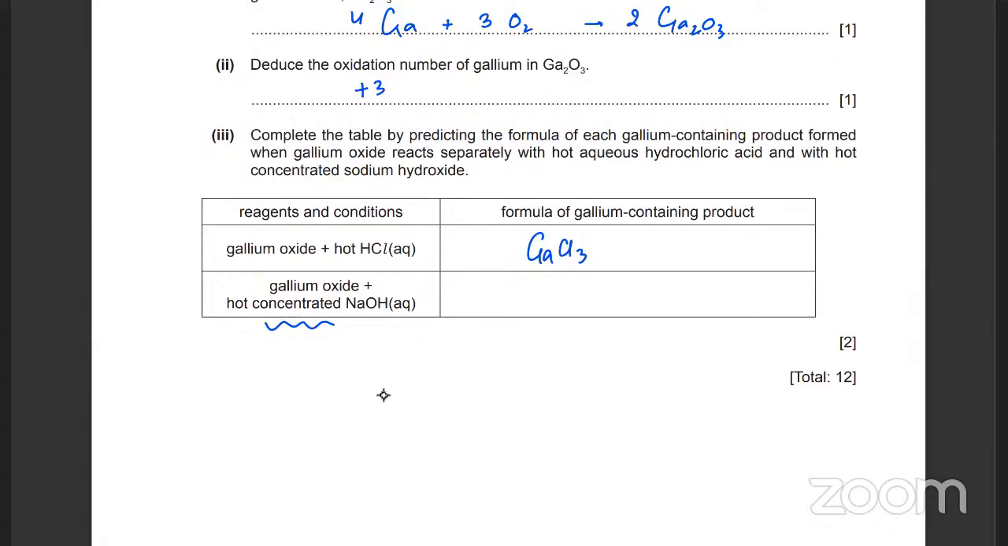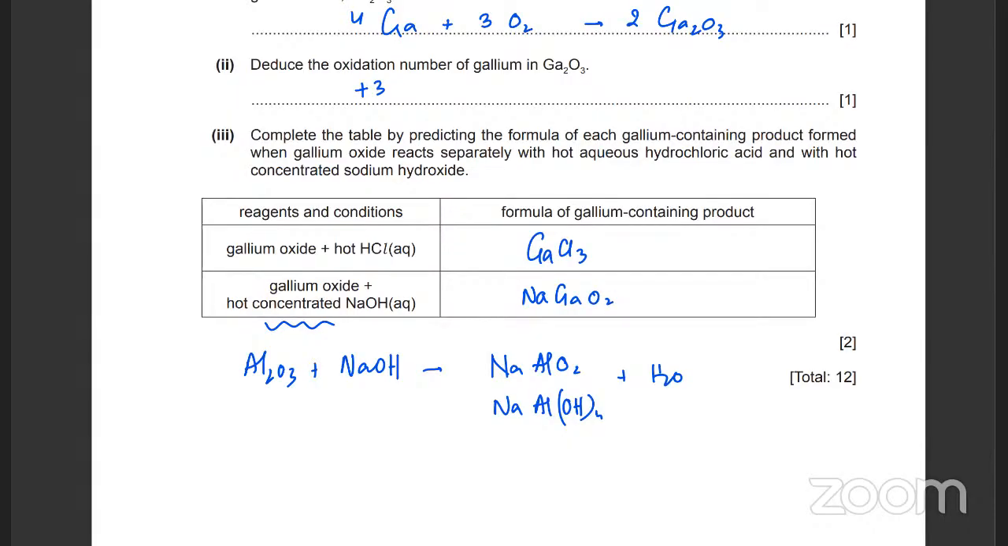So gallium hydroxide. No, remember aluminum oxide with NaOH. If you react and write the equation for that, that's going to be sodium aluminate, which is NaAlO2, or you can also write it as NaAl(OH)4, plus water. That's going to be your product. So over here, it's going to be Na, Ga, and O2, right? Or NaGa(OH)4. Both of them are fine.